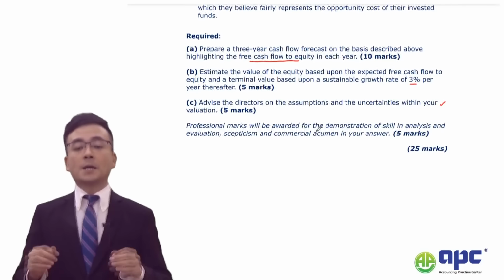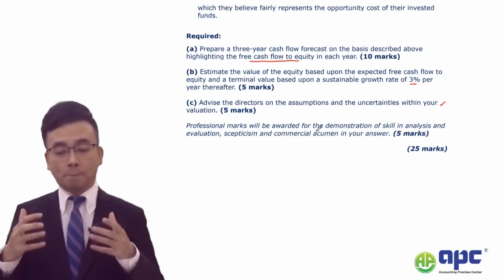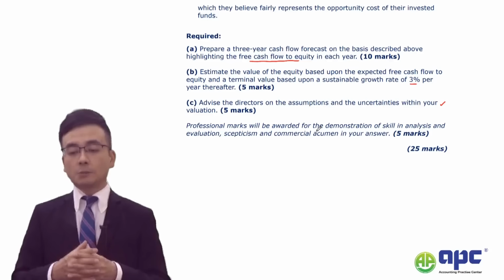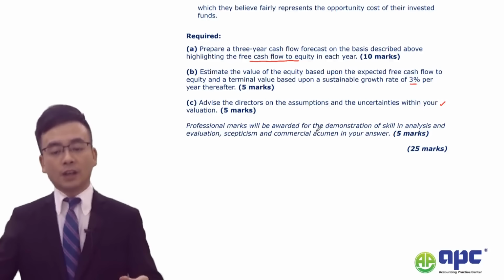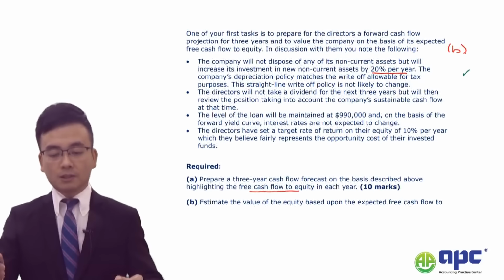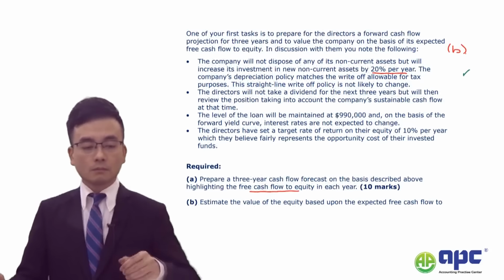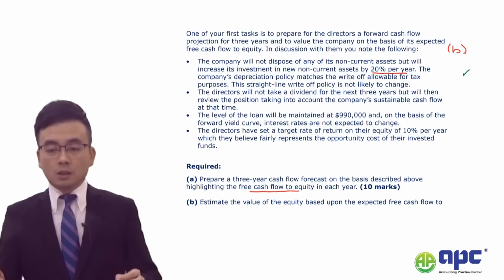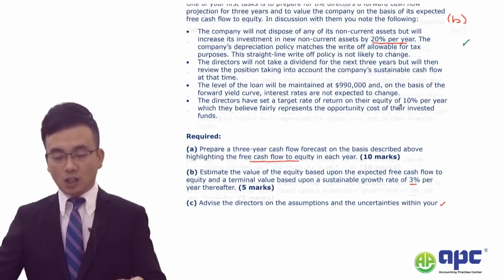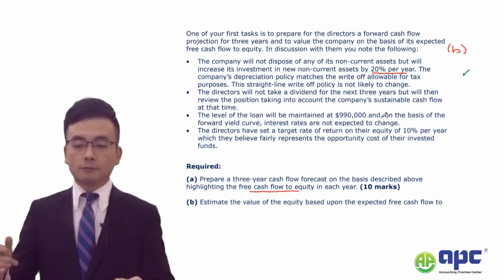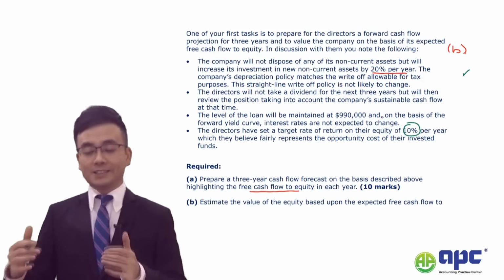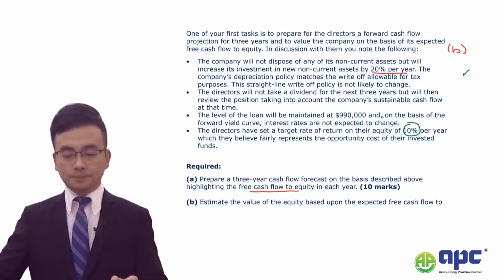But how about in part B? Estimate the value of equity basing on the expected free cash flows to equity and the terminal value basing on the sustainable growth rate of 3% per year thereafter. Well, we need to see that in the subsequent note here, that we are told the growth rate of 3% and the target return from the shareholder would just be 10% as the discount rate there. Okay?